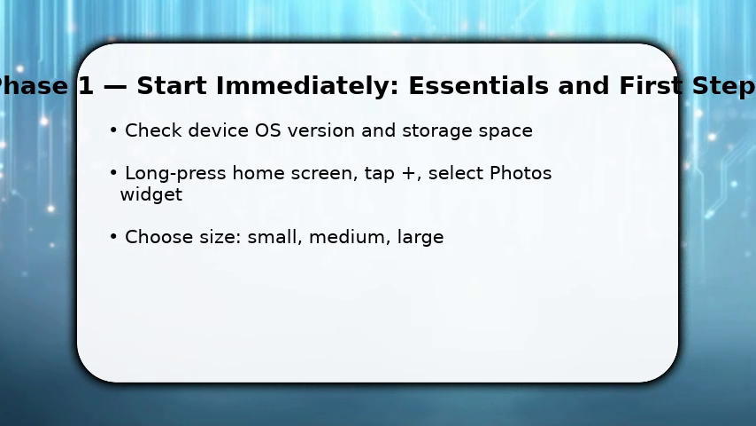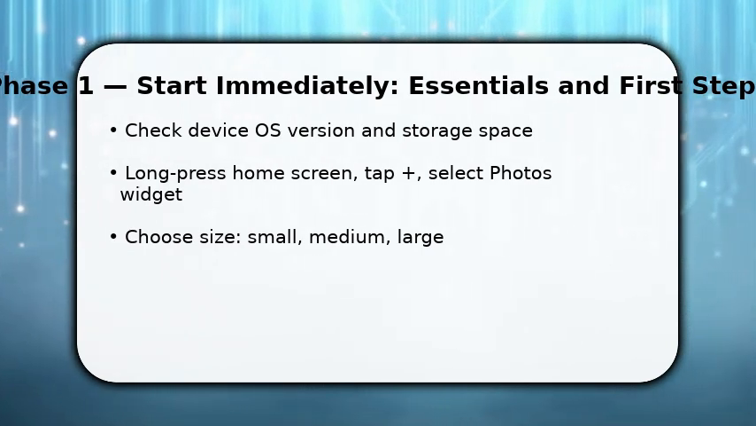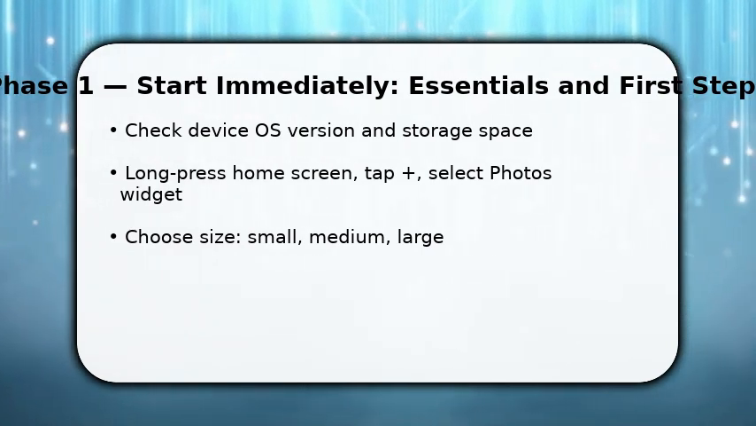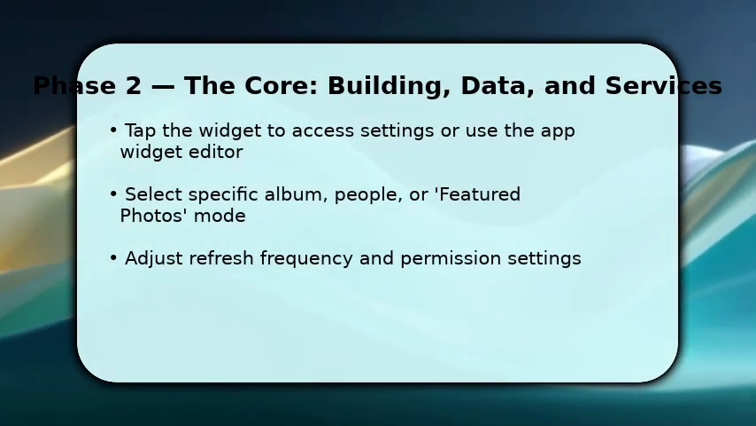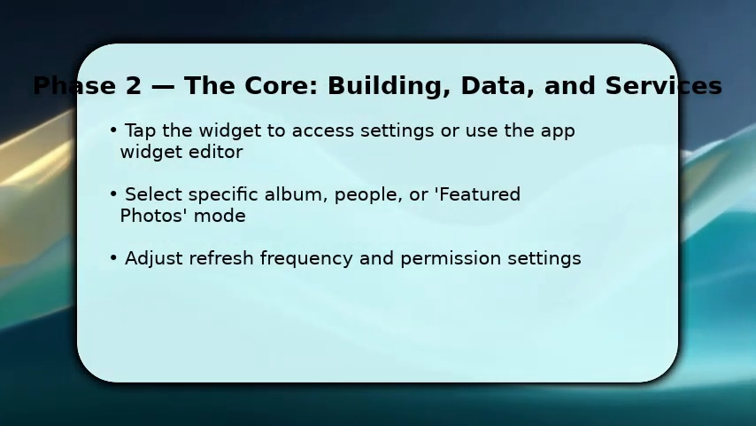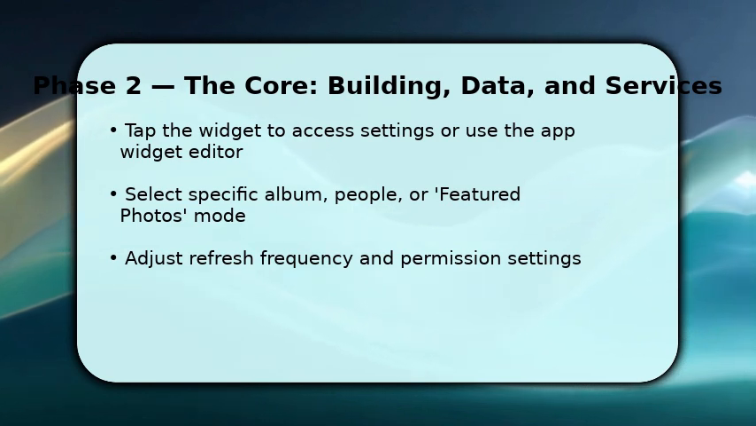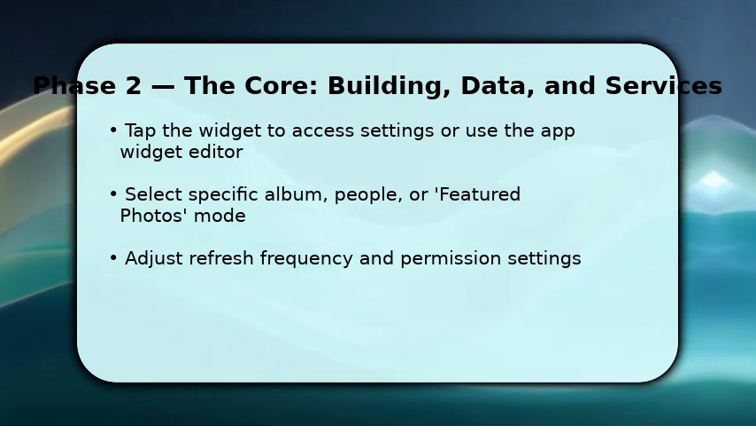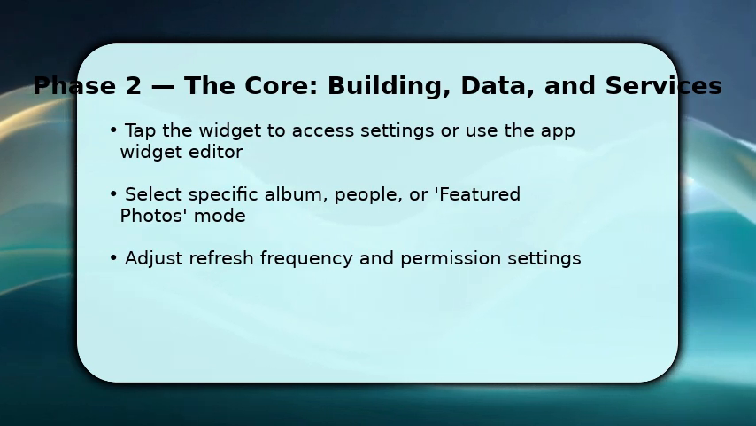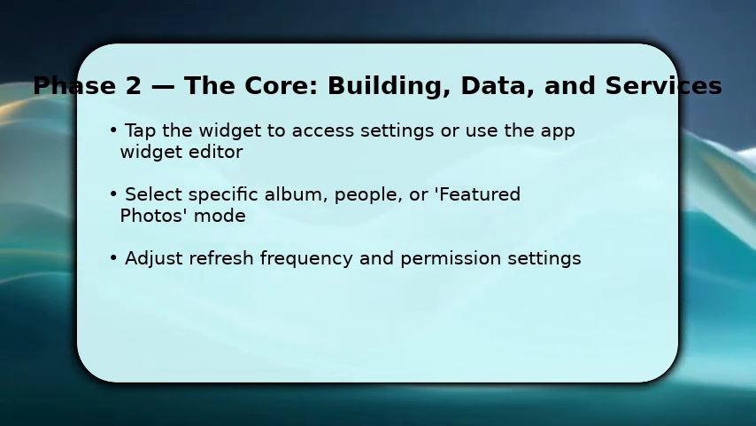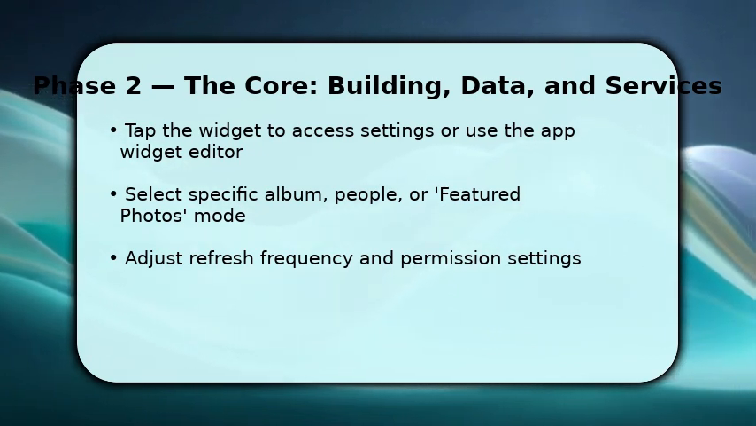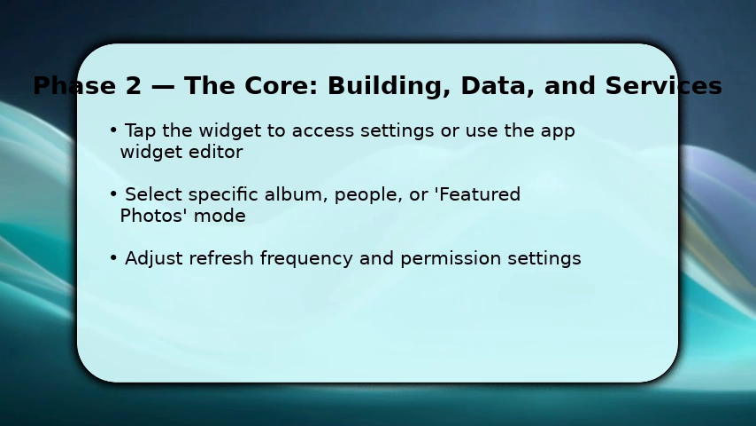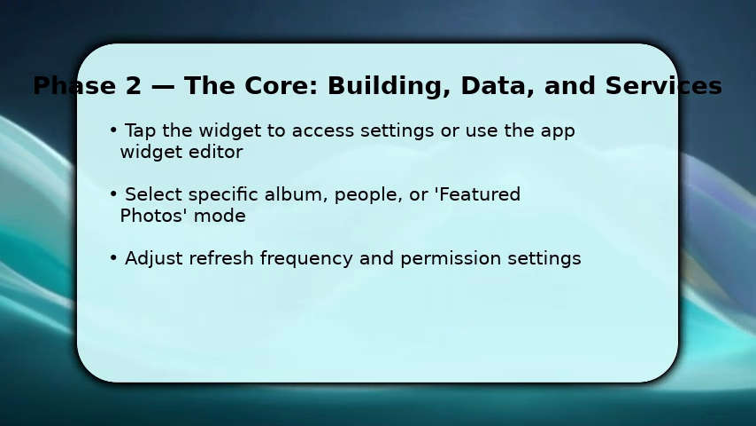Next, you'll connect it to your albums so it shows the images you want. Now configure what the photo widget displays and why. Tap the widget or open the app's widget editor to set the source. Choose a specific album if you want curated photos, select people collections for faces, or use featured photos for dynamic pics. Make sure to allow photo access and background refresh so images update.